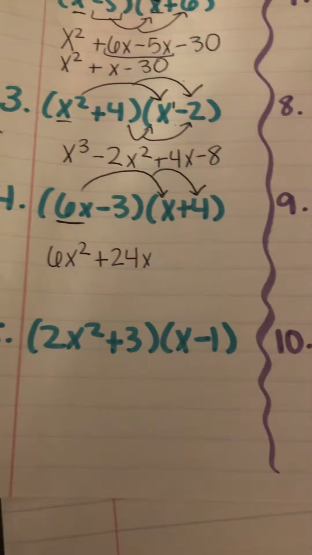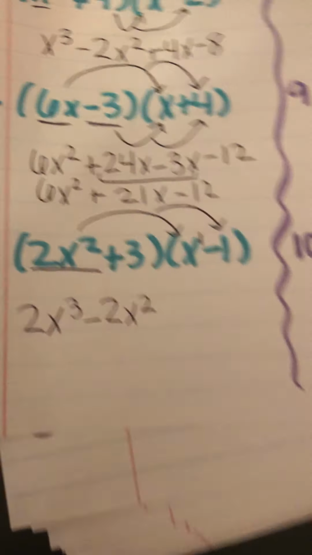Number 5, I have 2x squared plus 2x cubed plus 3 times the quantity x minus 1. I'm going to start with my 2x squared, and I'm going to distribute that here and here, so both terms, remember. 2x squared times x, remember this is really x to the first power. Same base, so we can add the exponents. So 2x squared times x is going to give me 2x cubed. And then 2x squared times negative 1 is going to give me negative 2x squared.